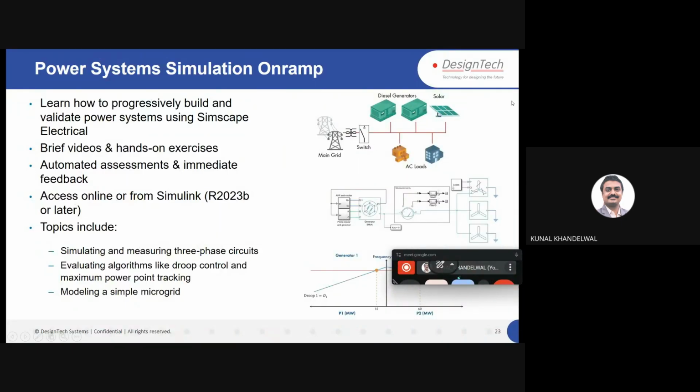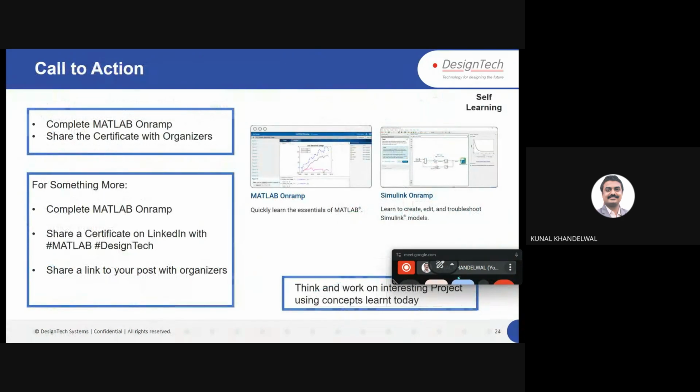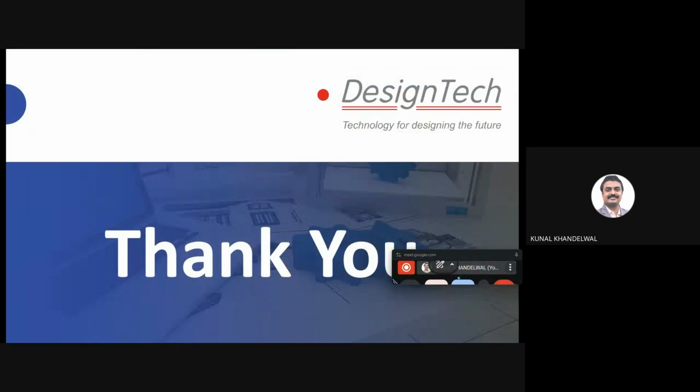Here, this is a small example of a microgrid. You can see solar, you can see DG sets, you can see the main grid and all other things over here. So that's all from my side, and thank you. If there are any questions, I'll be happy to answer them.